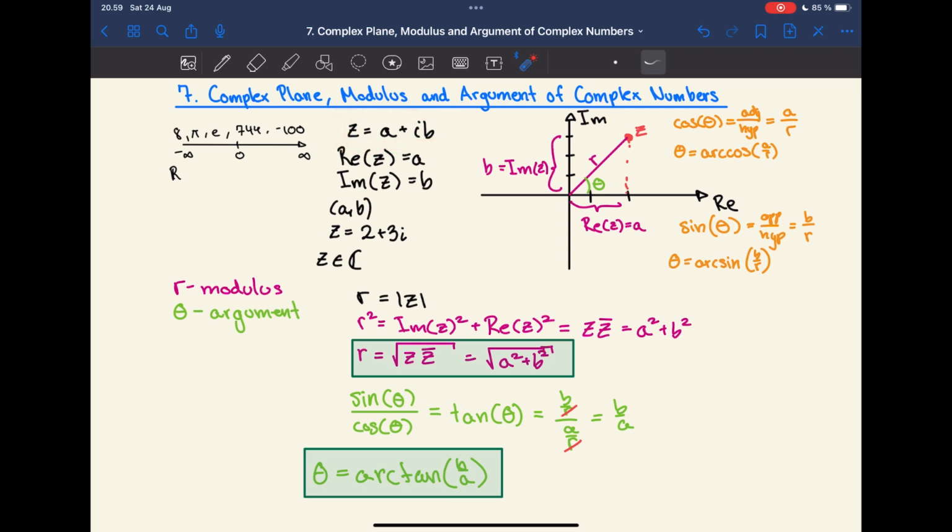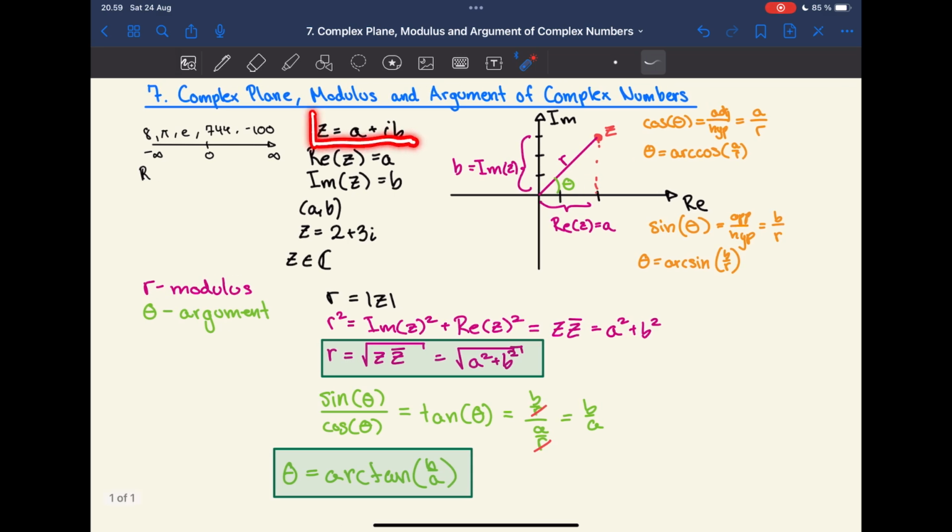So I hope this gives an introduction to the complex plane and also to how we find the modulus and the argument. In the next video, we will look at how we actually write this complex number in a way where we only use the modulus and the argument.